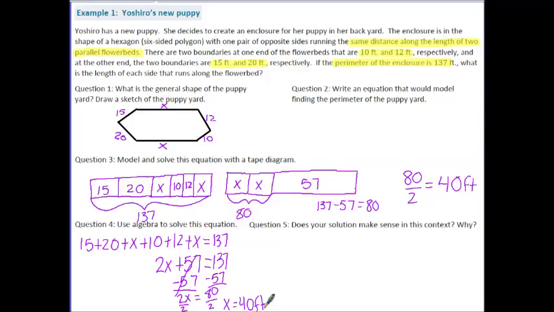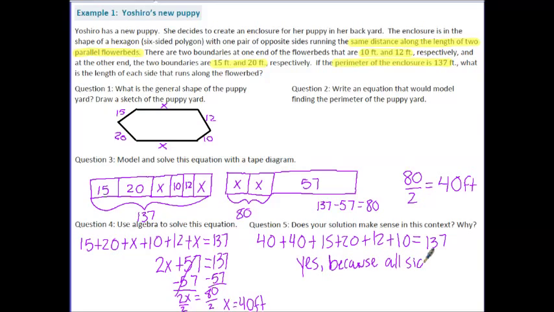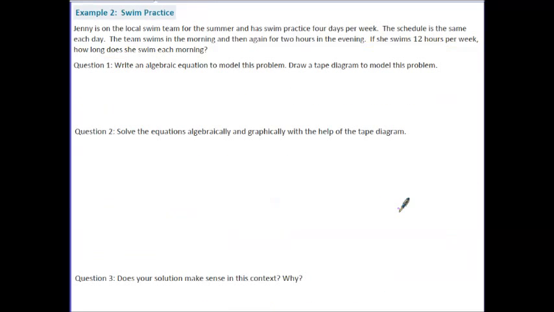And you can even check in most cases. So here, we can check our answer by adding up all of the sides that we now know. So if we add up 40 plus 40 plus 15 plus 20 plus 12 plus 10, that gives us a total of 137. So does it make sense in the context of the problem? Yes, because all sides add up to 137 feet.